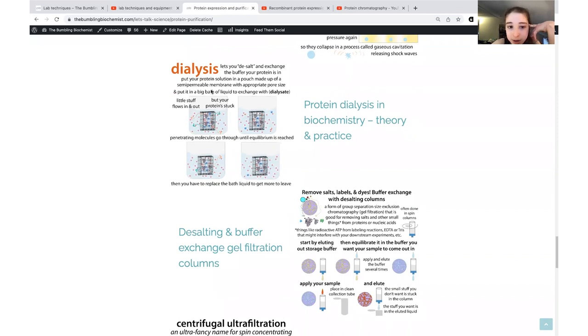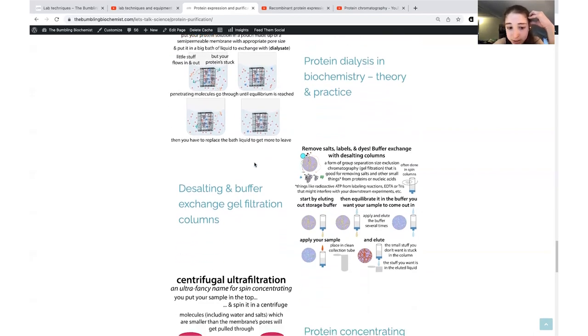Another thing you often do when you're purifying a protein is dialysis. Dialysis is a way you can desalt and buffer exchange. You basically take a membrane pouch that your protein can't get through, but little stuff can, and stick that pouch inside a big bath that has the liquid you want the protein to be in. The salts in the bath go in, and the salts in the pouch go out, until they reach equilibrium. Then you exchange the water, and exchange the water again, so that the equilibrium keeps being reached at the point where the solution you want is in with your protein.